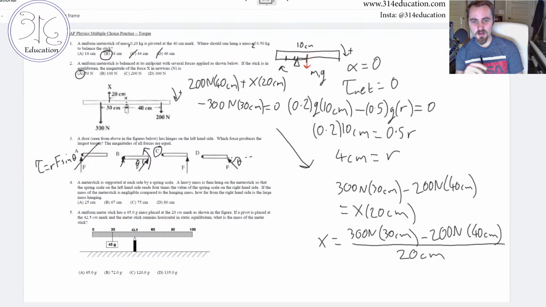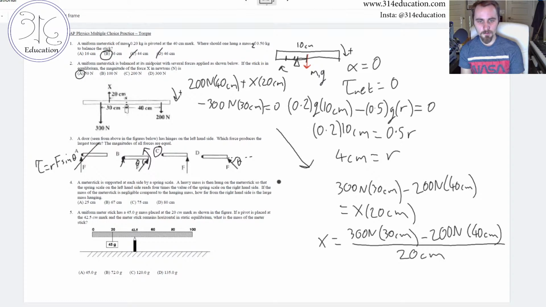Number 4, we've got a meter stick. A meter stick is supported at each side by a spring scale. A heavy mass is then hung on the meter stick so that the spring scale on the left-hand side reads 4 times the value of the spring scale on the right-hand side. If the mass of the meter stick is negligible compared to the hanging mass, how far from the right-hand side is the large mass hanging?